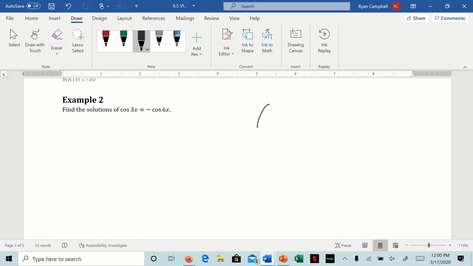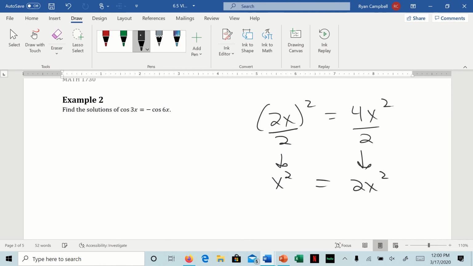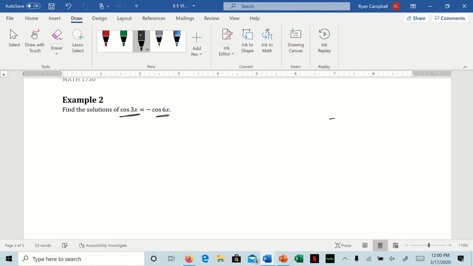Because if you notice, 2x squared is 4x squared. So if you divide by 2 on the inside first, you end up with x squared. But if you divide by 2 here, you end up with 2x squared. These aren't the same, and that's because you can't divide first. It's the same thing here: you can't divide, you have to take the cosine first. So none of that's going to work.